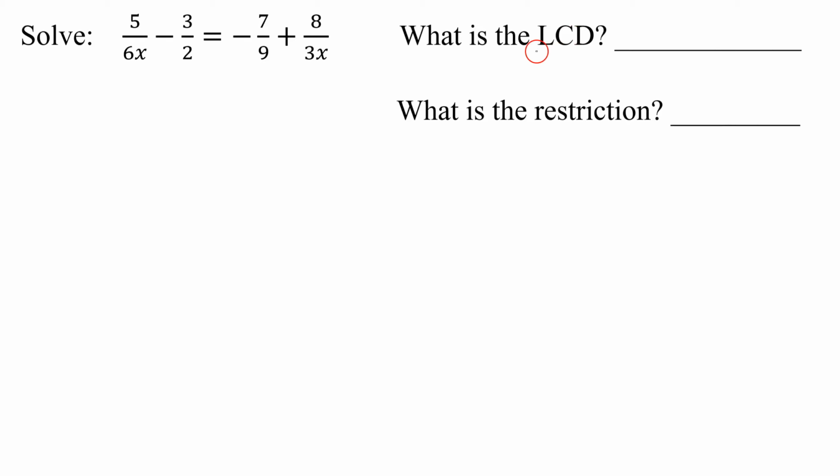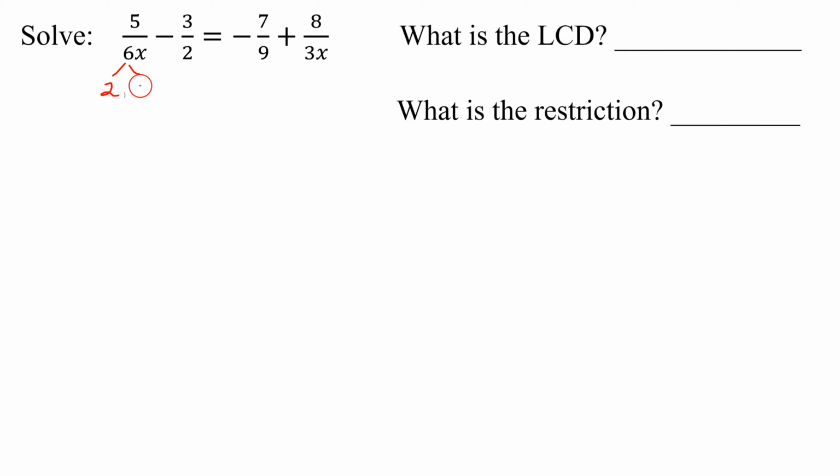We need to find the least common denominator and then multiply every single term by the least common denominator to clear out our denominators. So what is the least common denominator? If you can look at these denominators and figure out what it is quickly, that's fine. I'm going to show you a systematic way of doing it if you can't. The best way of doing it is to factor all your denominators.